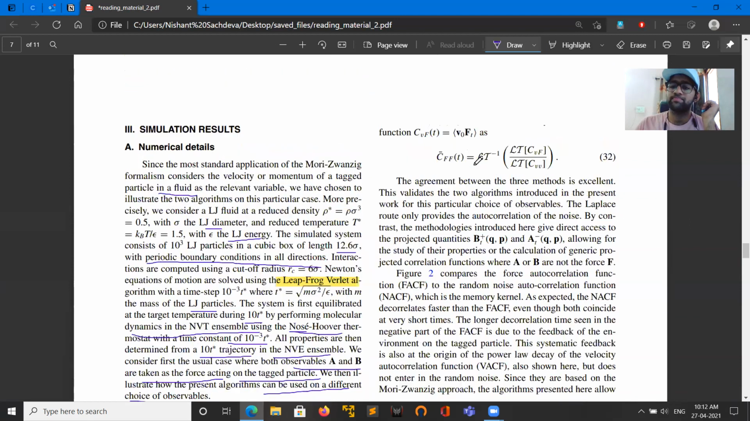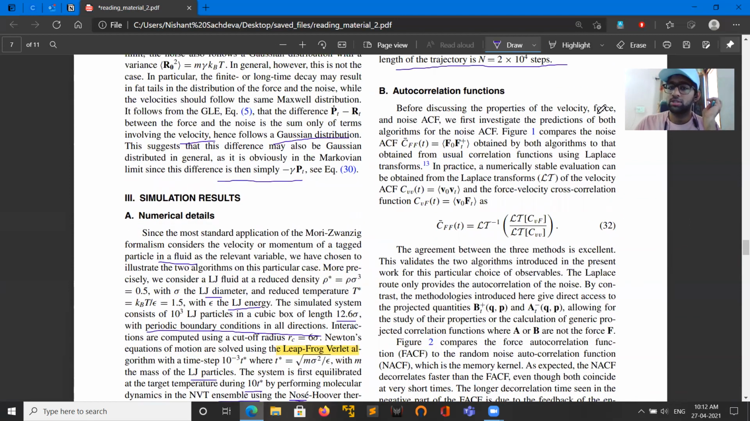Figure 1 compares the noise ACF, C bar FF of t, the average of F naught times F t plus star, obtained by both algorithms to that obtained from the usual correlation functions using the Laplace transform. So what we're doing now is checking whether these algorithms actually work.